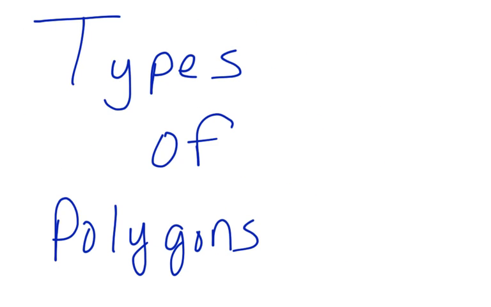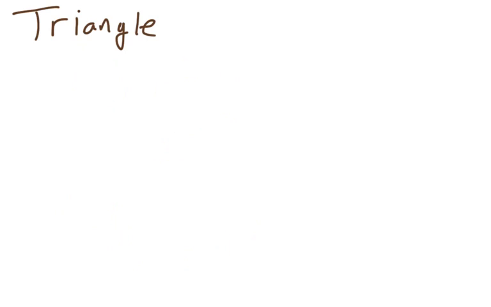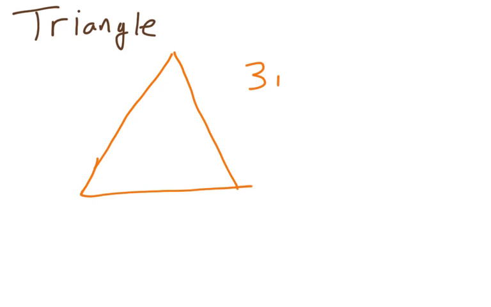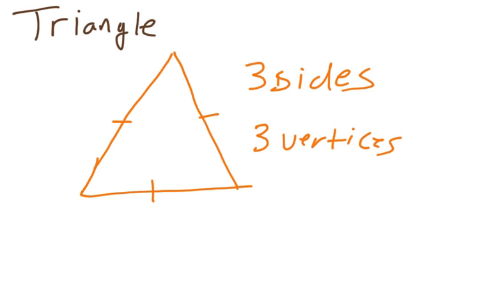So now let's talk about the types of polygons. Well, the first polygon we're going to look at is a triangle. Remember, a triangle has three sides. Three sides: 1, 2, 3. And it has three vertices, because this is the vertex where those angles meet, right here and right here.